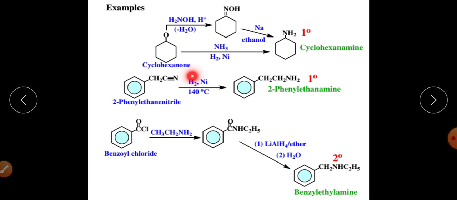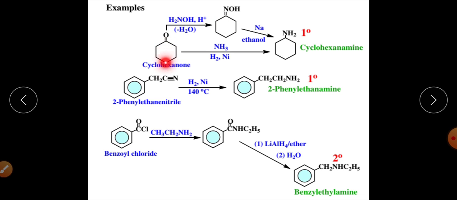So in this slide you can see that this is the cyclohexanone, and this cyclohexanone on reaction with ammonia followed by reduction by using nickel catalyst and hydrogen will get converted into cyclohexanamine, right? So this method is particularly the reductive amination method.